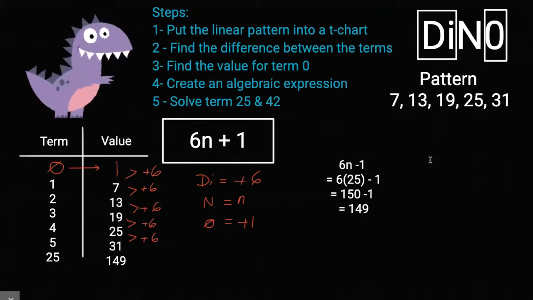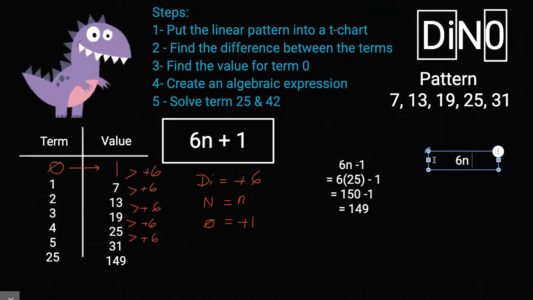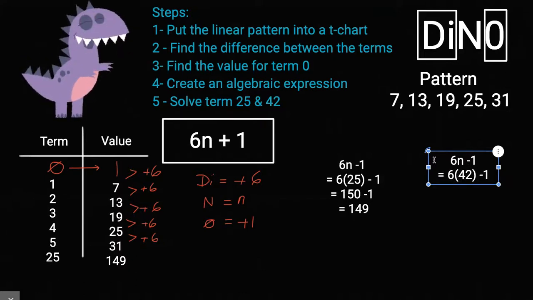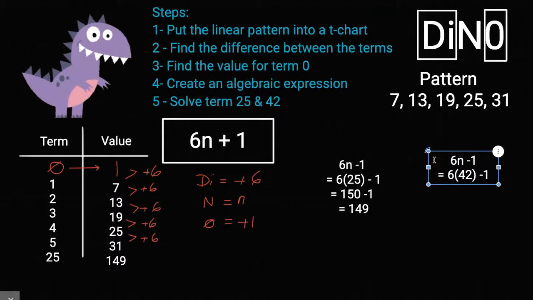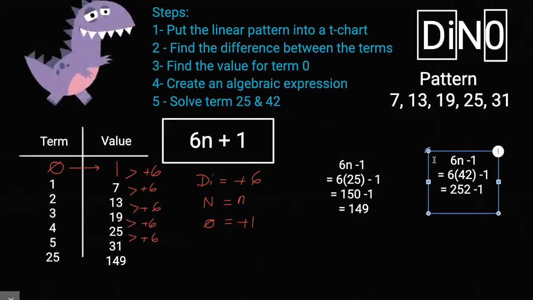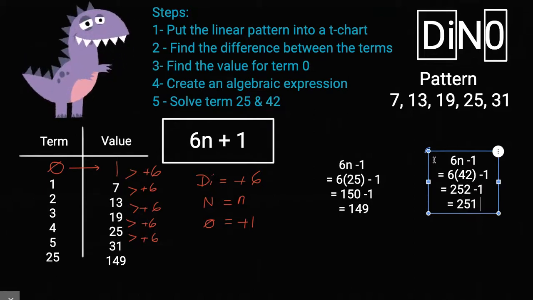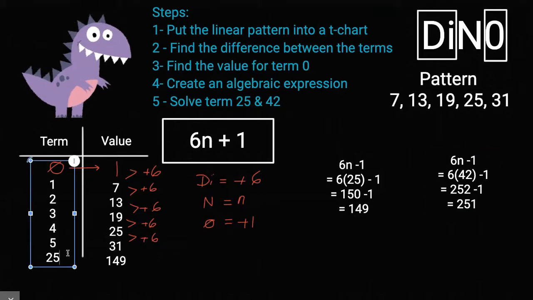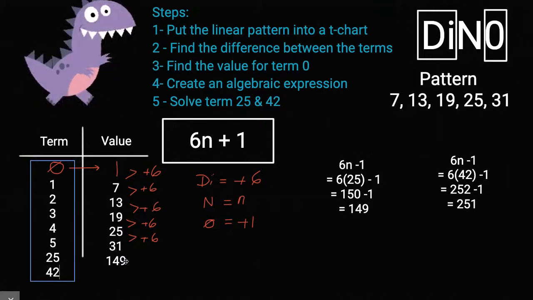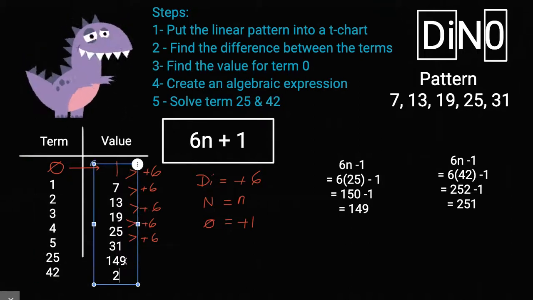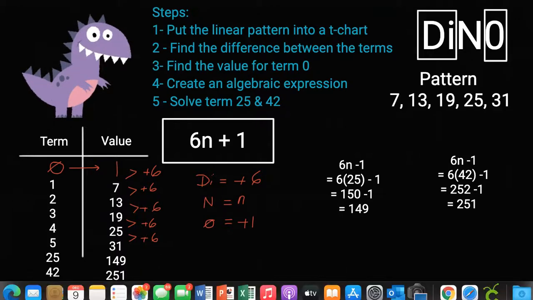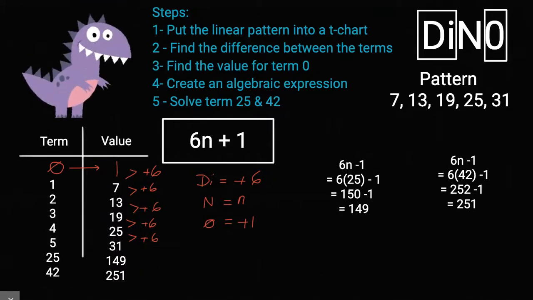Awesome. We're now searching for term 42. Again, I start with my expression, 6n plus 1. I'm replacing my variable with the term I'm looking for, which is now 42. So 6 times 42 plus 1. 6 times 42 is 252. Plus 1, I end up with 253. So what that tells me is when my term is 42, my value is 253. Awesome. We are now on question 7.